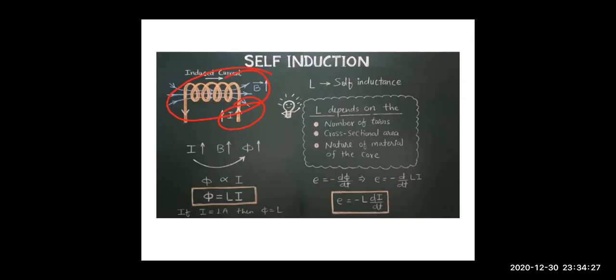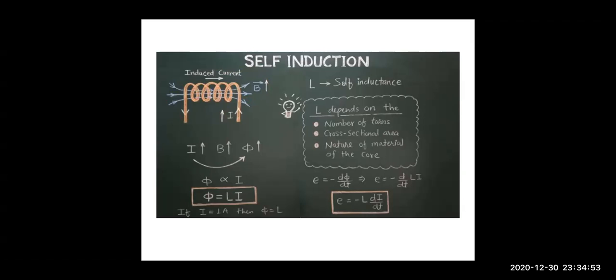Right, children? And here the direction of the induced EMF can be found in accordance with Lenz's law. Now, what is Lenz's law? We should know it by now. According to Lenz's law, the direction of the induced EMF or the current will be such that it opposes the reason of its production. Right, children?